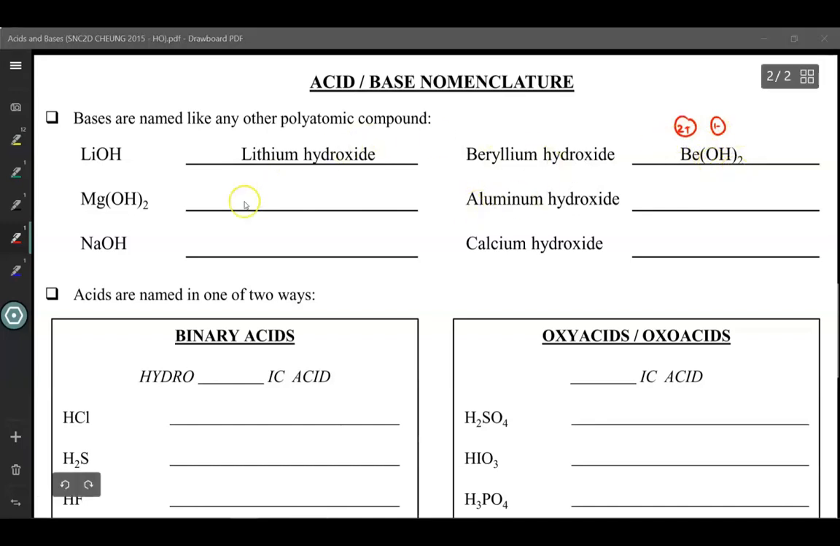So press pause and take a moment to fill in these four. When you're done, press play and we'll take it up together.